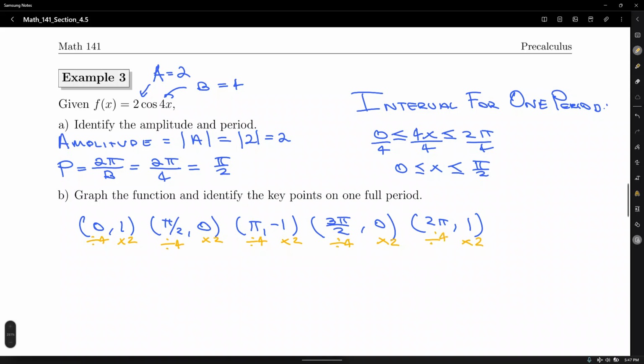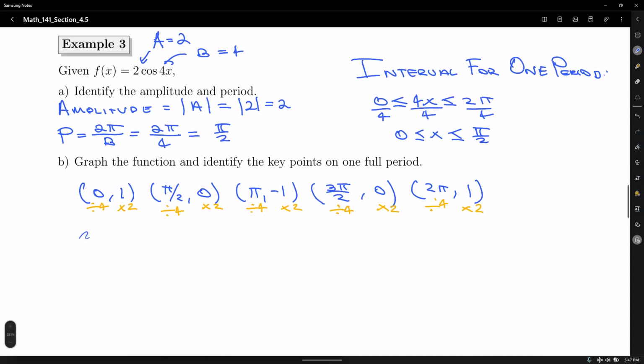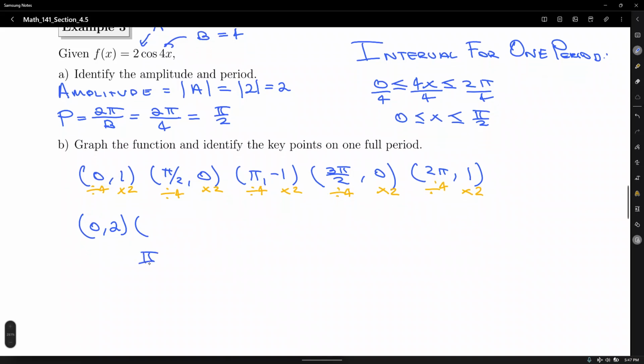Okay. So let's come up with a new set of key points right here. So number 1, for the point 0, 1: 0 divided by 4 is still 0, and 1 times 2 equals 2. For the x coordinate, pi over 2 times 1/4, it's multiplying by a fourth, which is the same as dividing by 4, and will result in pi over 8. 0 times 2, it's still 0.